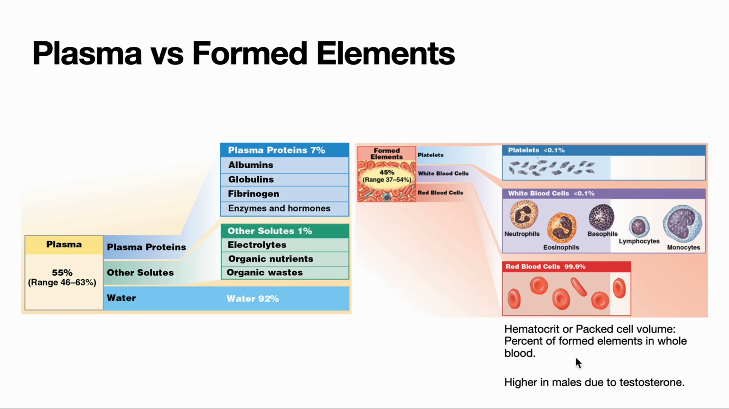Also, a key term associated with the formed elements is hematocrit. That is where we measure the packed cell volume, or what percent of the whole blood is formed elements. So you can see we have a range of 37 to 54% with an average of 45%. And it will be a little higher in males, where that range may top out at 54%, but in females, that range may not go as high as 54%. That is mostly due to the presence of testosterone, which can stimulate blood cell production.